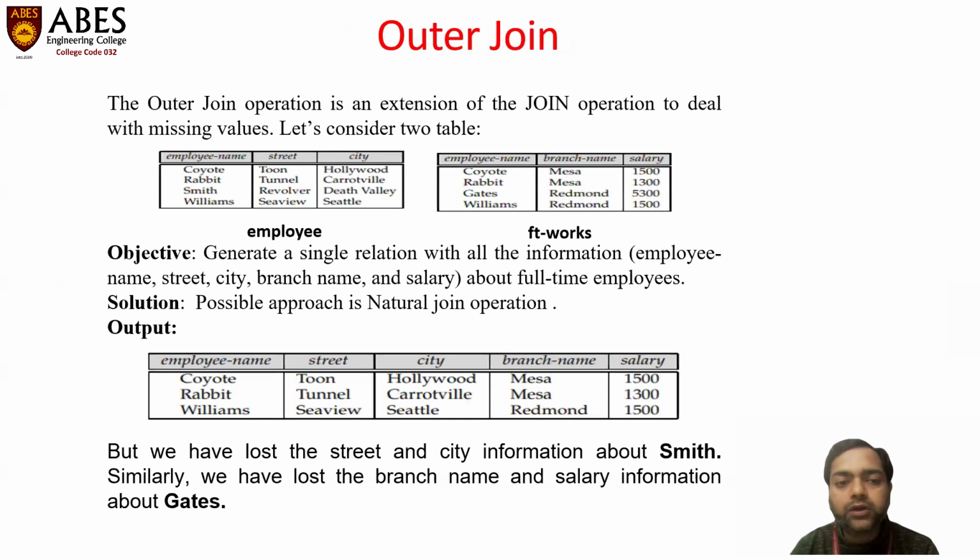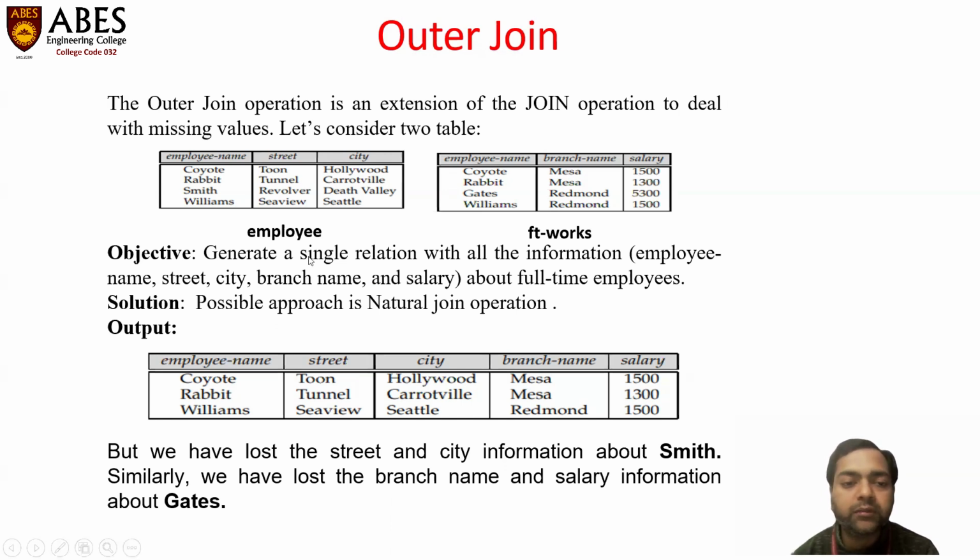Now next we have outer join. We have discussed that joins are classified into two types, inner join and outer join. In case of inner join, only matched tuples from both the relations are considered in the resultant relation. But in the outer join, we can also have the unmatched tuples of a relation. How and when, in which case, we'll discuss now. The outer join operation is an extension of the join operation to deal with missing values, right? First of all, it is used to deal with the missing values.